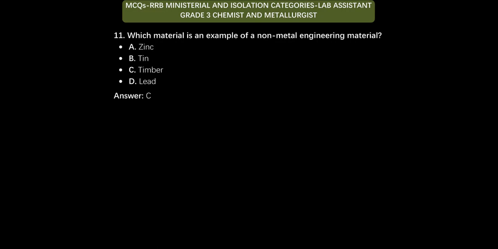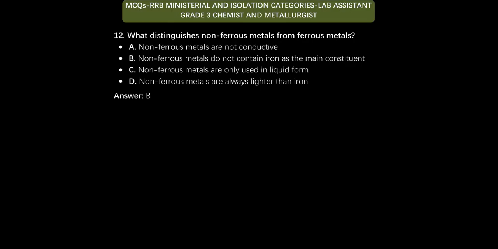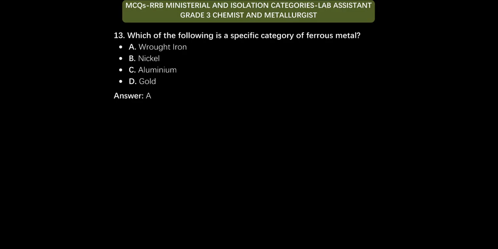Which material is an example of a non-metal engineering material? Option C, timber. What distinguishes non-ferrous metals from ferrous metals? Option B, non-ferrous metals do not contain iron as the main constituent. Which of the following is a specific category of ferrous metal? Option A, wrought iron.